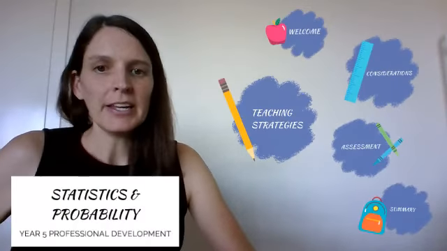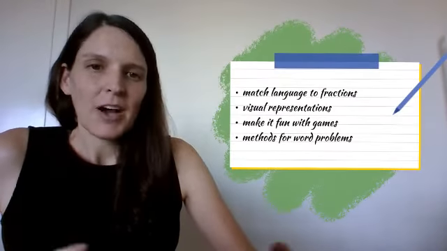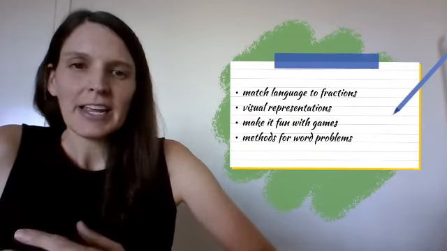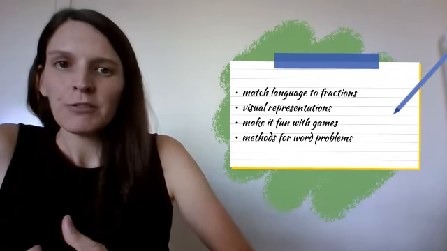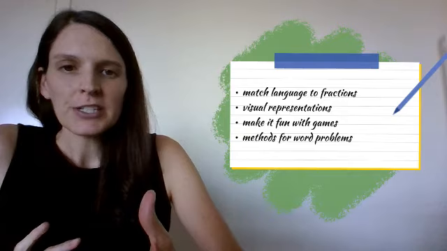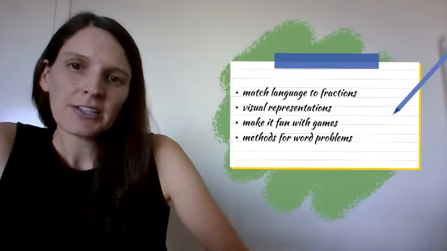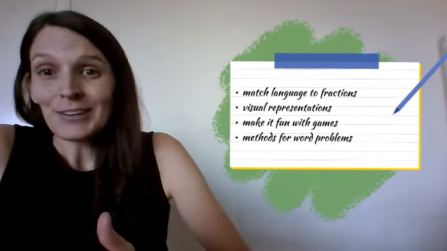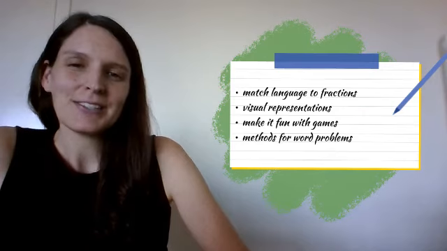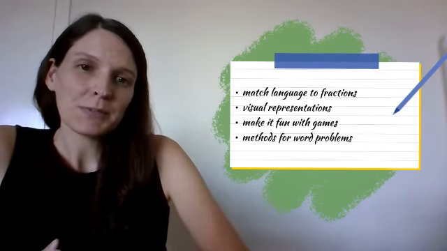So in summary, successful ideas for teaching probability in Year 5 include matching language that they're already aware of to fractions, using visual representations of data such as arrays and tactile materials, making it fun with games and chocolate, as well as using methods for solving and breaking down word problems.